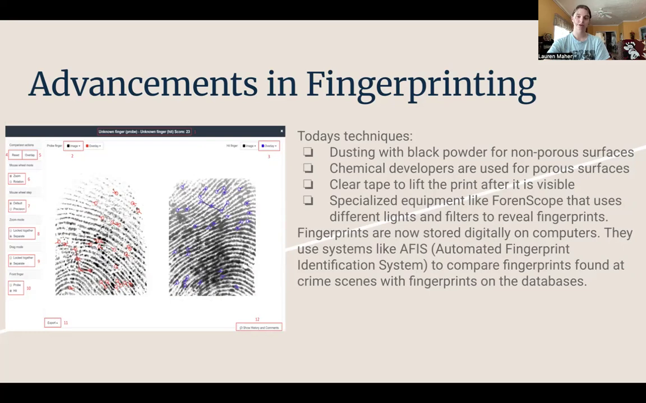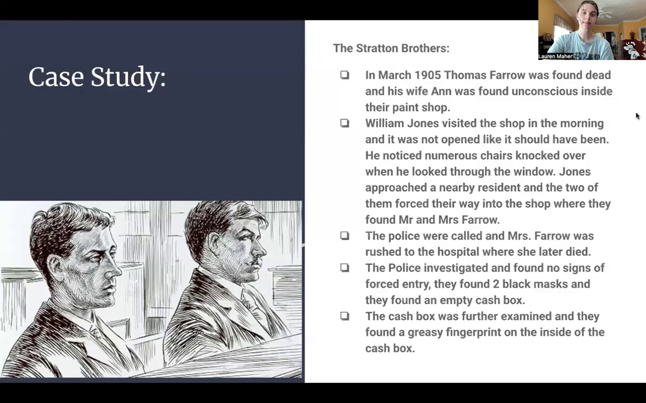Fingerprints are now stored digitally on computers. They use systems like the Automated Fingerprint Identification System to compare fingerprints found at crime scenes with fingerprints stored on the database. Case study. The Stratton brothers. In March of 1905, Thomas Farrow was found dead and his wife was found unconscious in their paint shop.